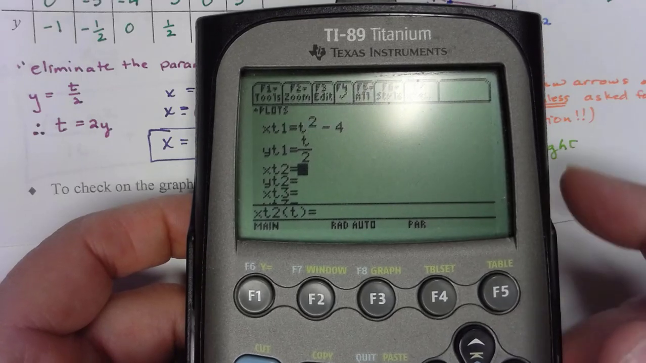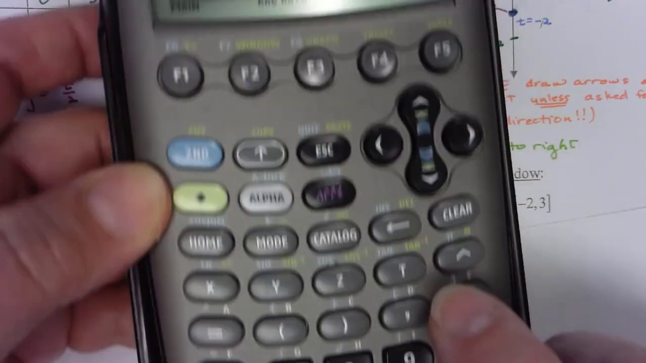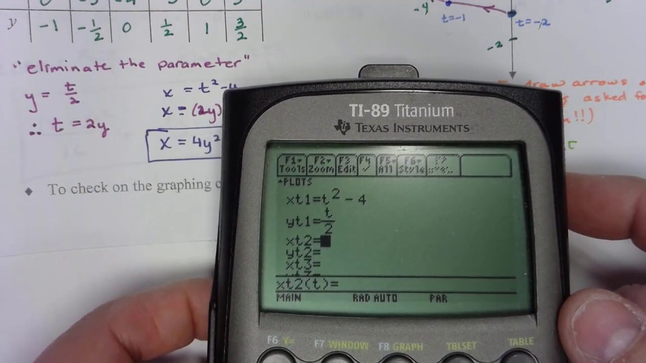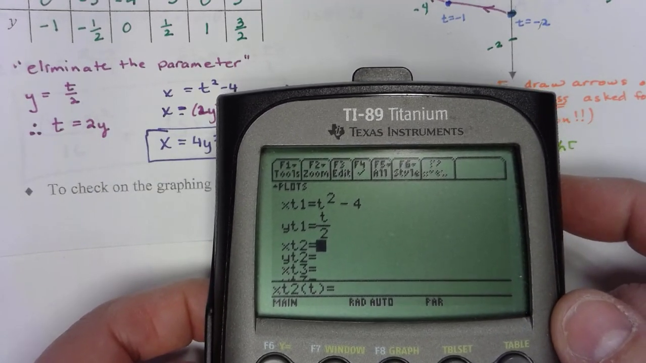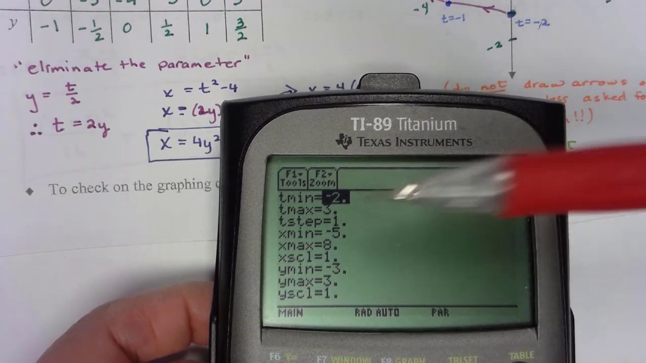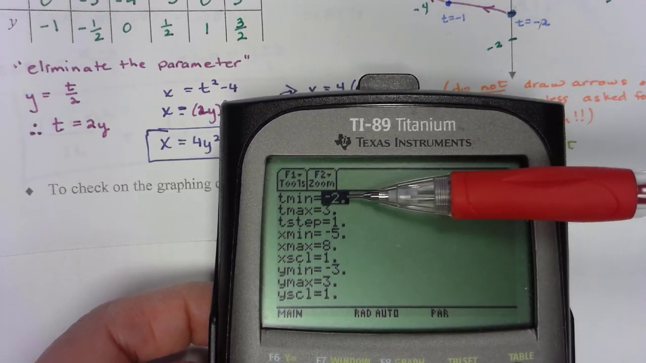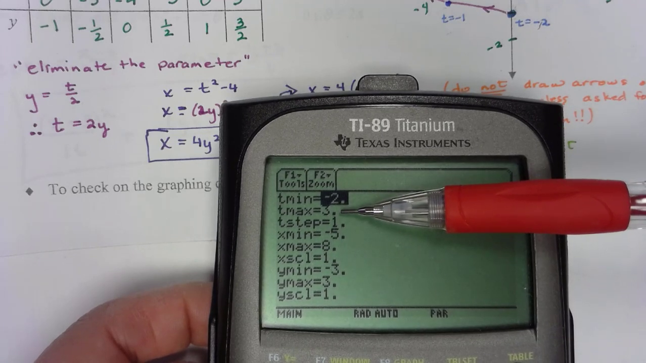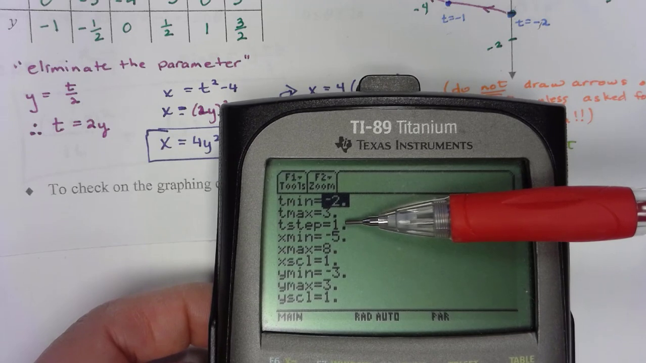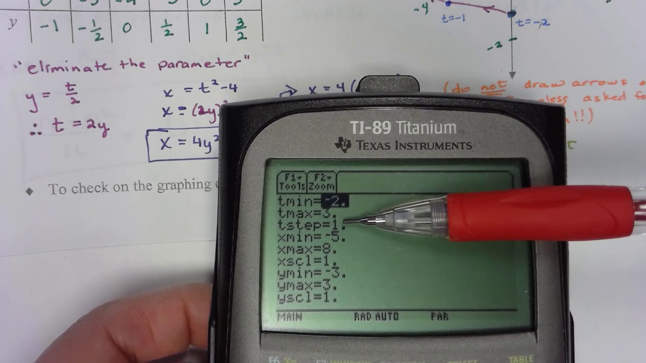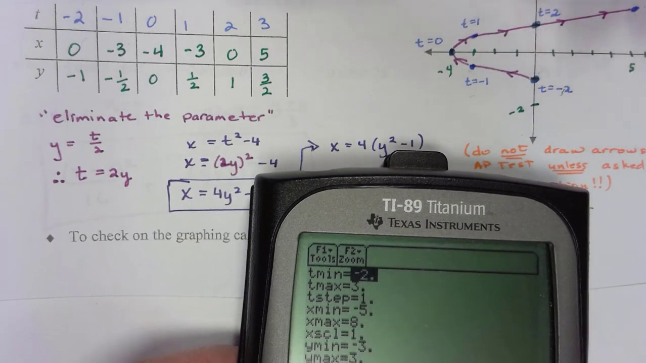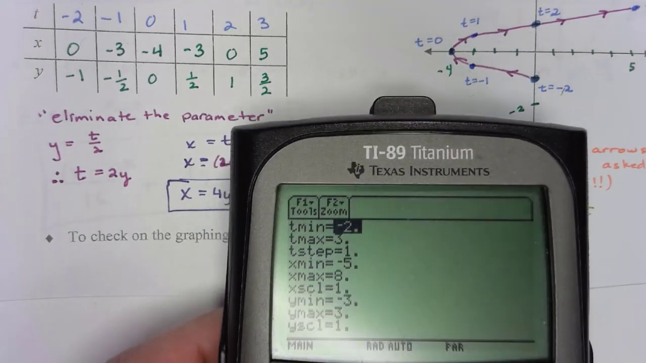T squared minus 4, and again, you have a t button, which is nice. You don't get to use that very often. And t over 2. Okay. Now, we're going to go to the window. Here, it asks for my t value. So my t in this problem is between -2 and 3. So I'm going to do that. Now, I'm going to start with a large t step. This means it's going to evaluate it every 1 unit. So like our chart, we increased by 1. I'm going to show you what happens with that.